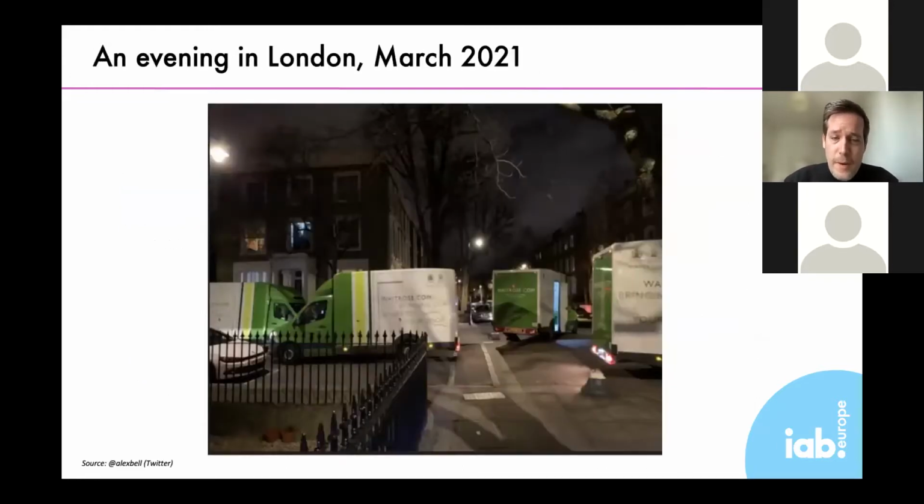We can just see from our own experience how important e-commerce has become. This is a picture from Alex Bell on Twitter, which has captured a regular evening in London in March 2021. And you can see just at one street corner, 4 grocery delivery vans parking and delivering their goods. This is a common picture across all of Europe, just showing, without any data, just from our experience, how e-commerce has become ingrained in the daily lives of people.